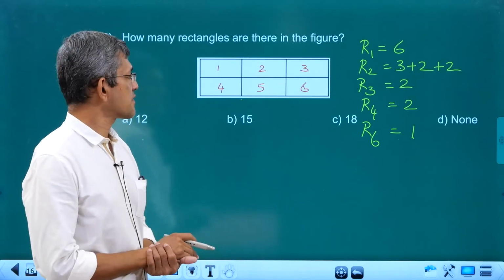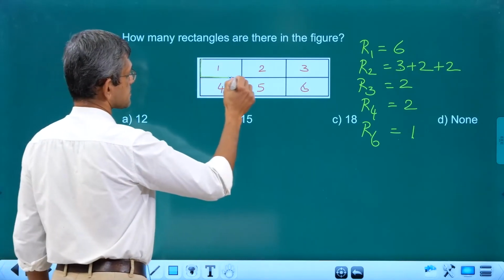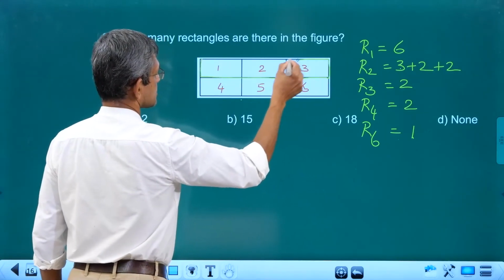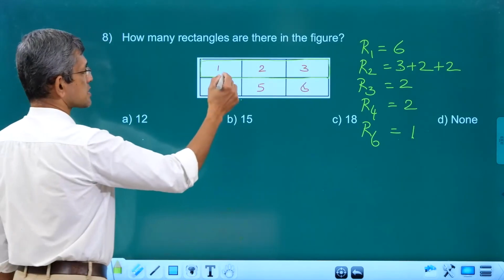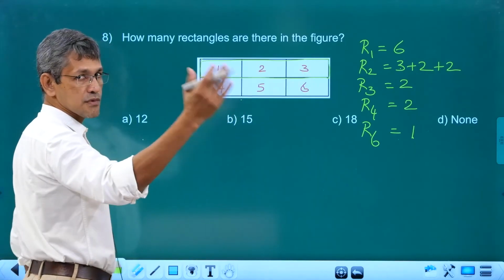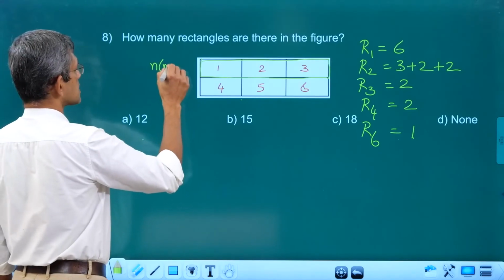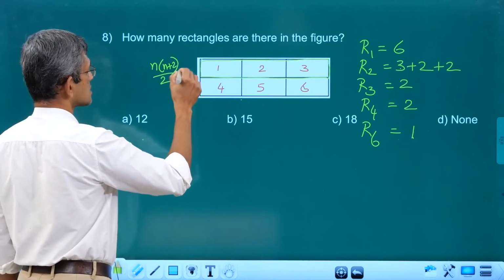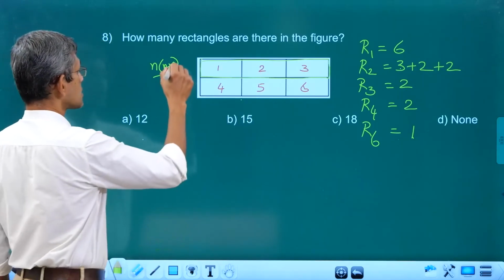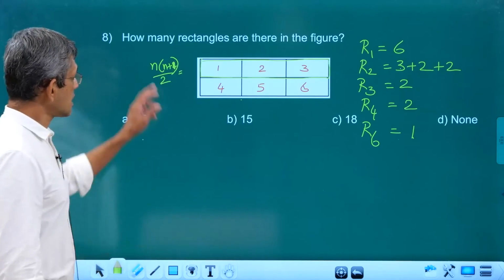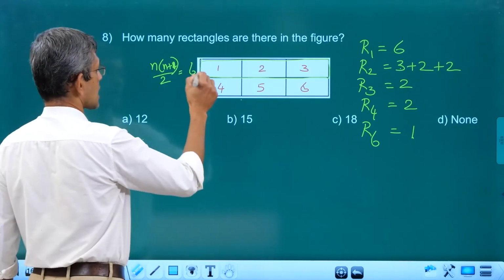Is there any other method for this? If it is one single row, you treat it as one single row. In this single row, how many rectangles do you have? So how many pieces are there? 1, 2, 3. If it is 1, 2, 3, we can use the method n into n plus 1 by 2. So how many do you get? n is 3. 3 into 4 by 2. So 12 by 2, it's 6. So we'll have 6 here.